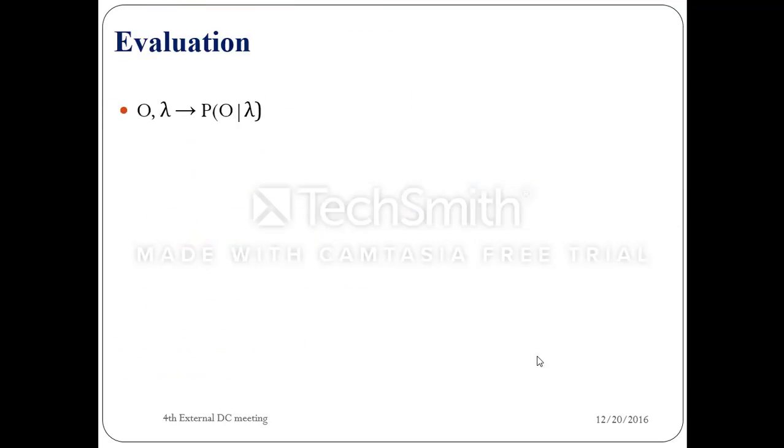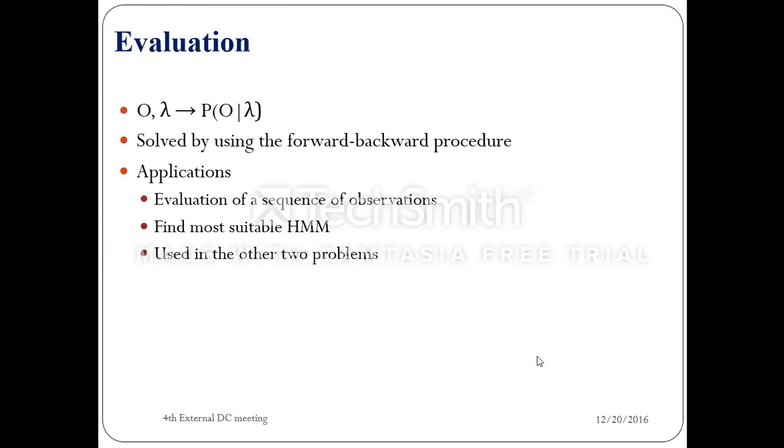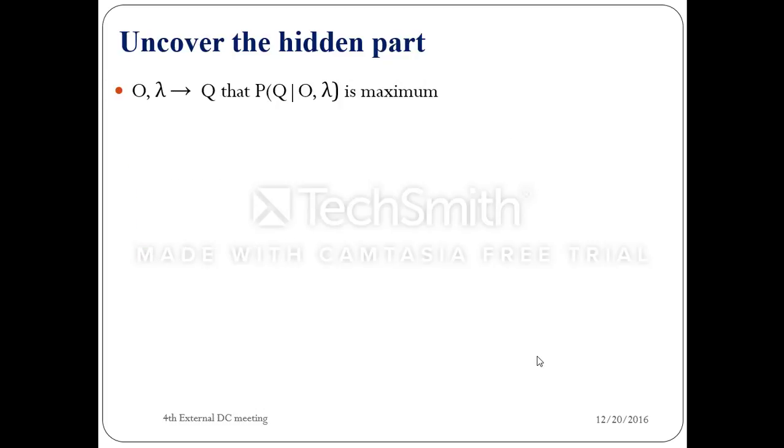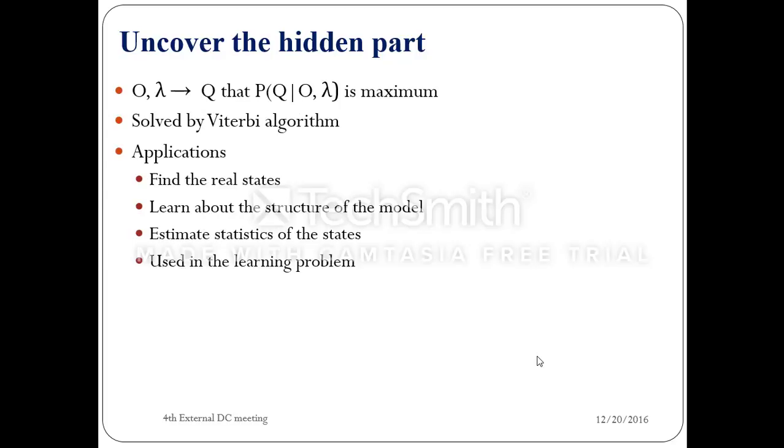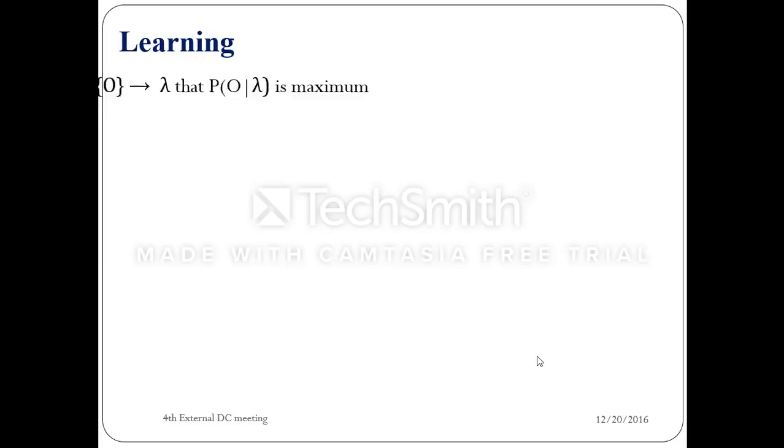It goes with the evaluation: the evaluation of a sequence of observations, finding the most suitable HMM, and using the other two problems to uncover the hidden parts. This is problem solving with application to real-world cases, and the structure of the model estimation of the states using the learning problem.